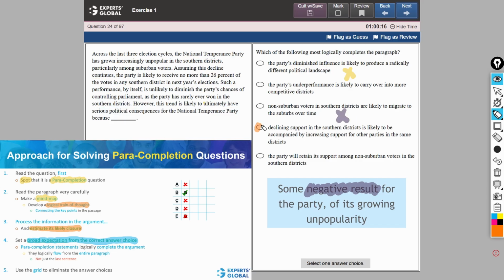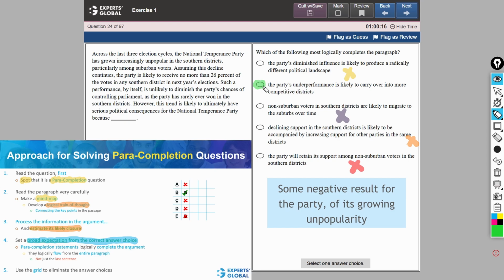Answer choice D is a trap. This talks about a negative result, but the result is confined to the southern districts, and it has been already established that the bad performance in this area by itself is not going to diminish the party's chances of controlling parliament. If you could eliminate choice D through the correct thought process, good job. Choice E talks about something positive while we are clearly expecting a negative result, so choice E cannot be correct.